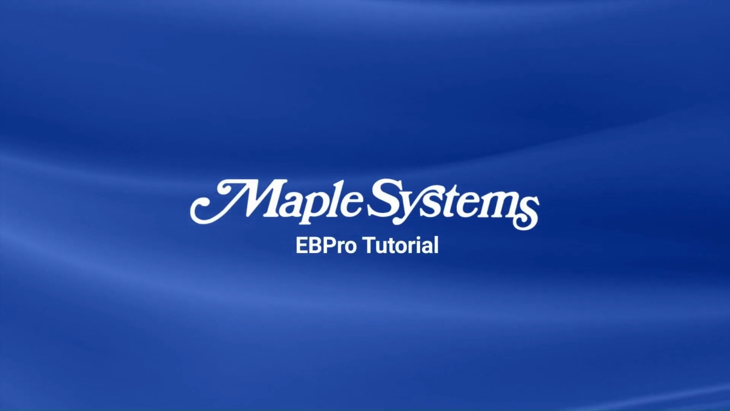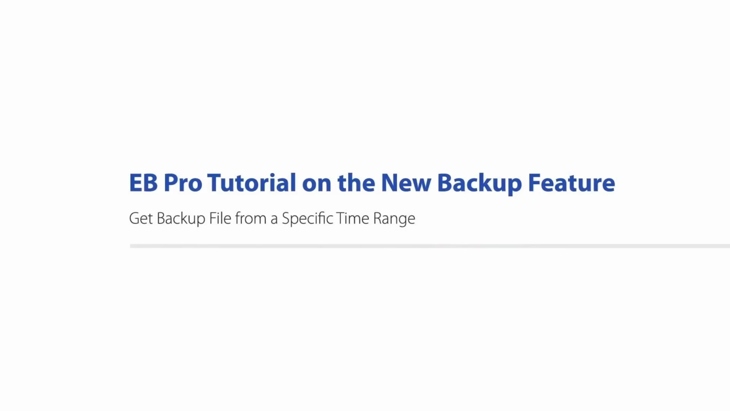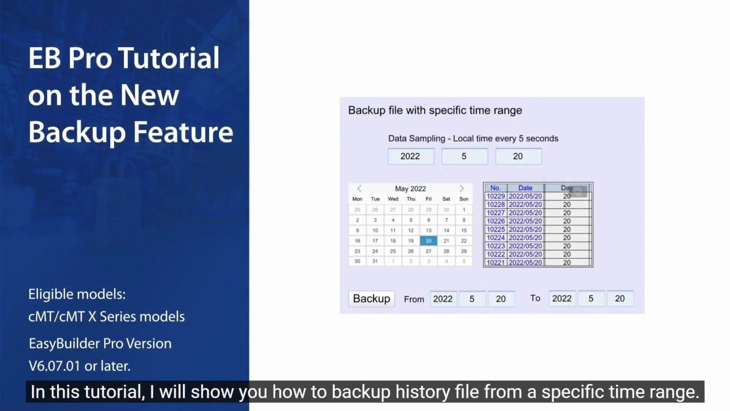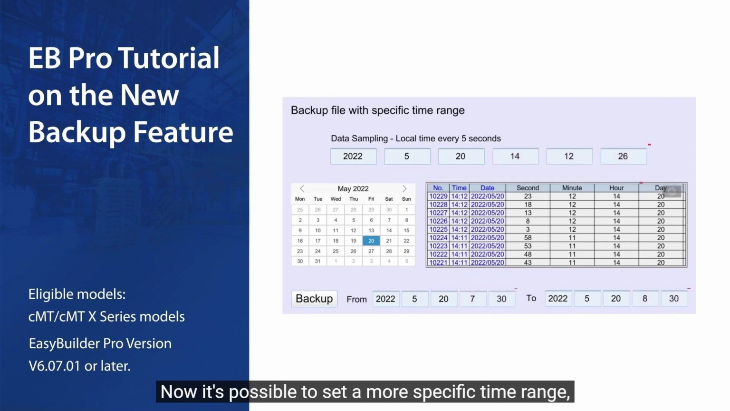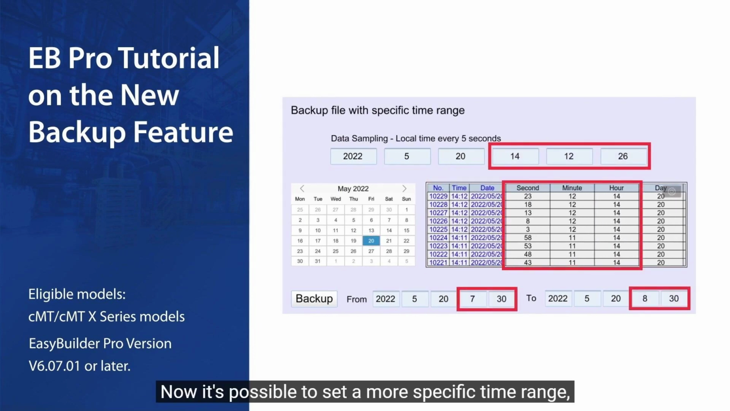Please make sure to have Easy Builder Pro version 6.07.01 or later. In this tutorial, I will show you how to backup history file from a specific time range. Before, backup time range could only be a number of days. Now it's possible to set a more specific time range. Let's see how it's done.